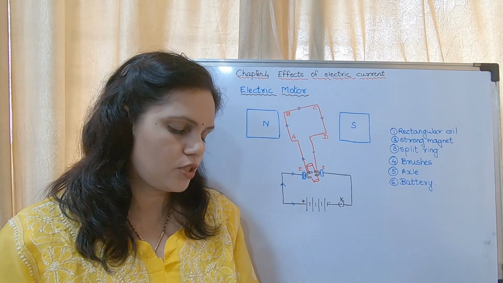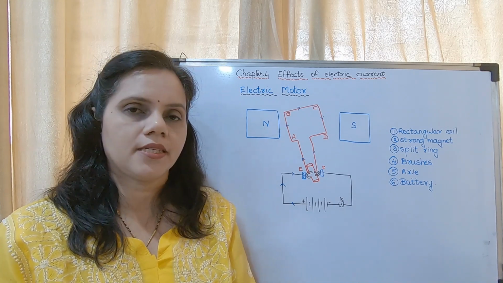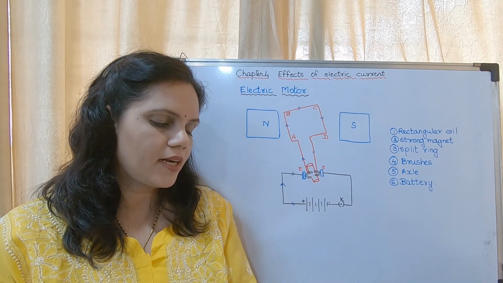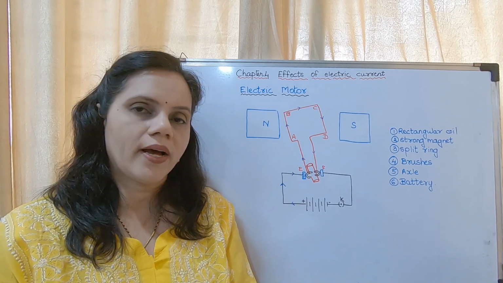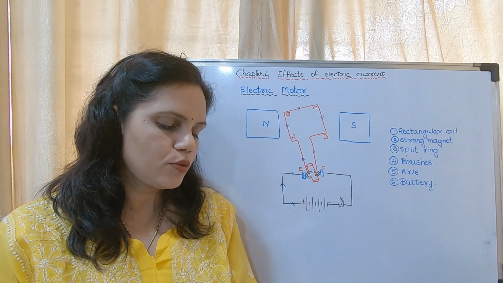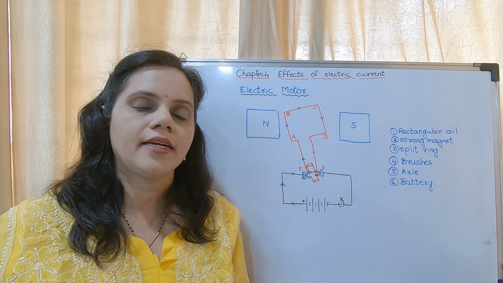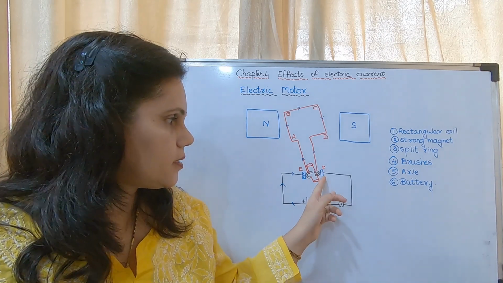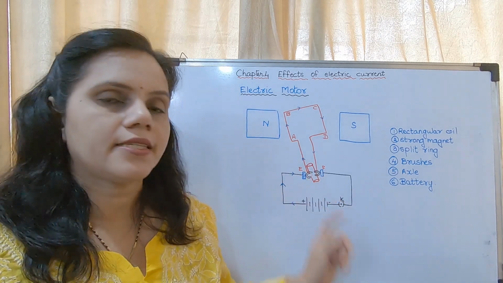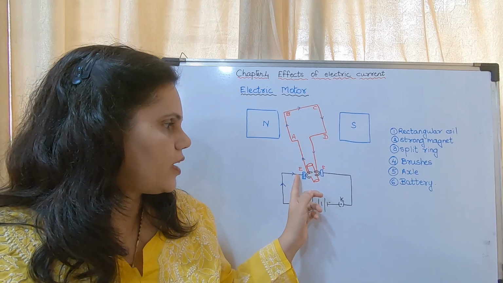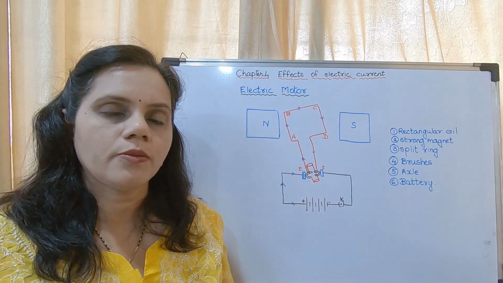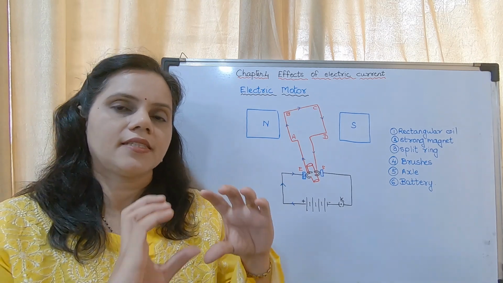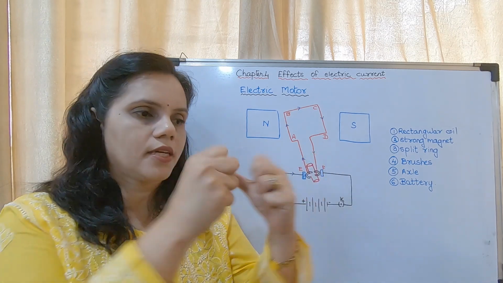Now find out, why are carbon brushes used? There is a question on page number 56. Why are carbon brushes used? They are used to press the split rings and it completes the circuit. This wire cannot be connected to the split ring. If it is connected to the split ring, when the axle moves, it cannot move, it is connected.